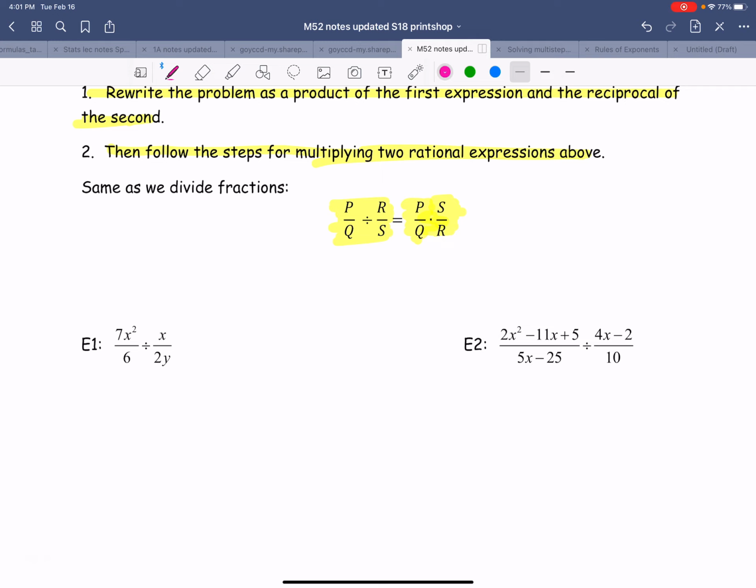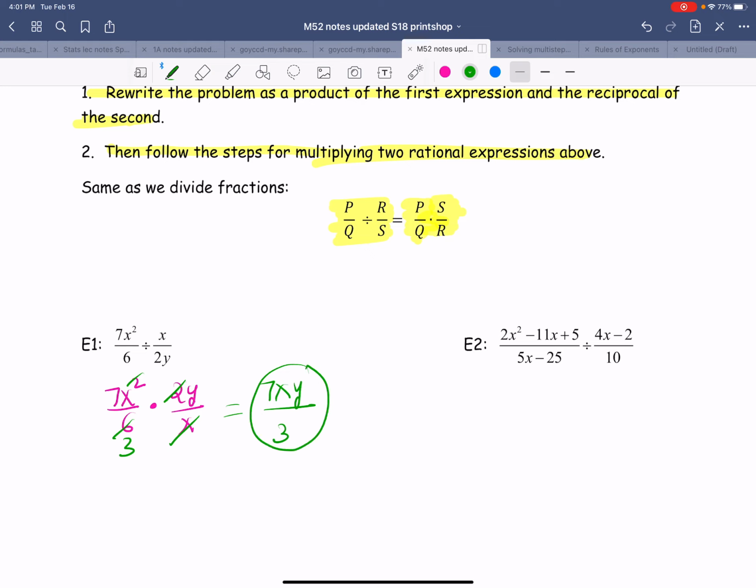Okay, 7x squared over 6 divided by x over 2y. So first step, I'm going to rewrite it as a multiplication problem instead of a division problem. Now cancel out the common factors between numerator and denominator, and this leaves me with 7xy divided by 3.